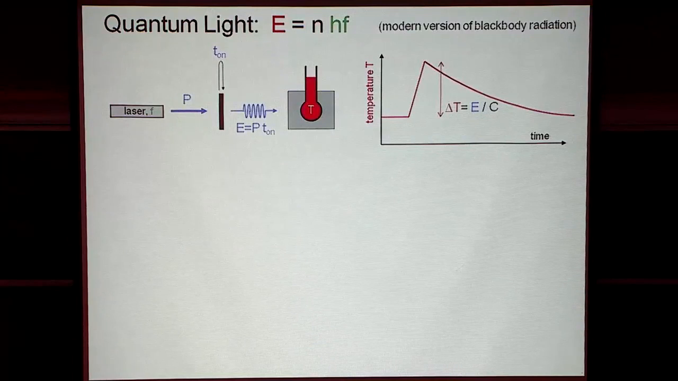Okay. So I want to reintroduce the idea of photons. And of course, it's just that when you measure the energy of light, it comes in packets of hf times n. And I want to talk about this.